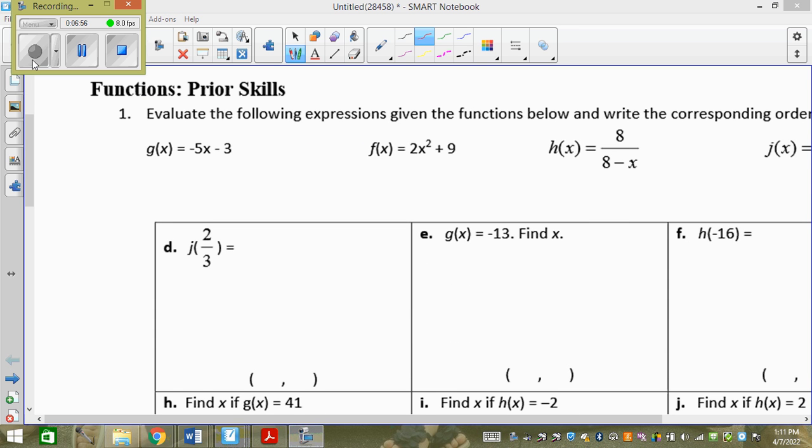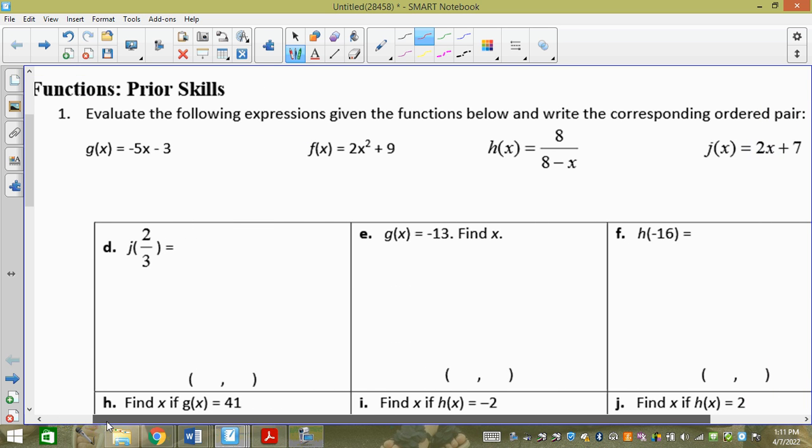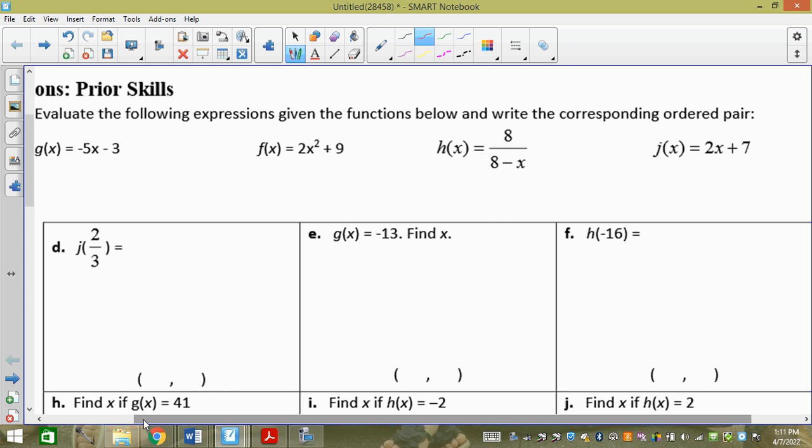So we have functions and prior skills, so we're going to use our prior knowledge. Basically, a lot of it is from grade 10. Just creeping back at you to do these. So we're going to evaluate the following expressions given the functions below and write the corresponding ordered pair. So when you were in grade 10, your teacher would say, don't worry about f of x, it's just y. Don't worry about g of x, it's just y. Don't worry about h of x, it's just y. You can just put a y. It's often what it is.